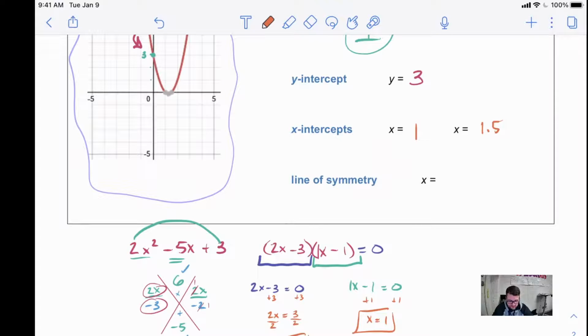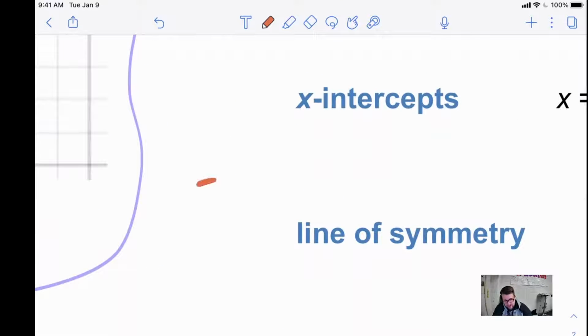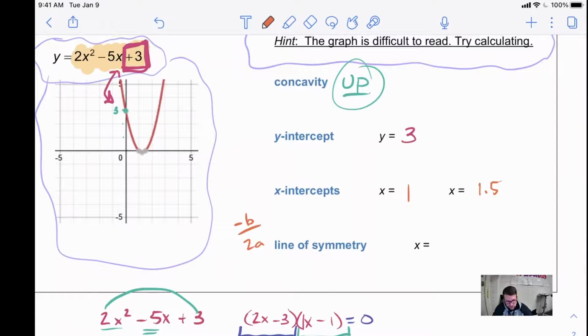The last part here is asking us to find our line of symmetry. Now, in order to find the line of symmetry, if you can't easily tell where your vertex is at, remember, we have this formula to help us out. Negative b over 2a. That's how we find the vertex, but remember, when we first use this formula, it gives us the line of symmetry. So negative b over 2a.